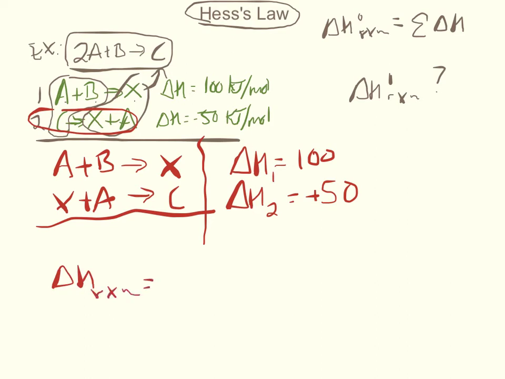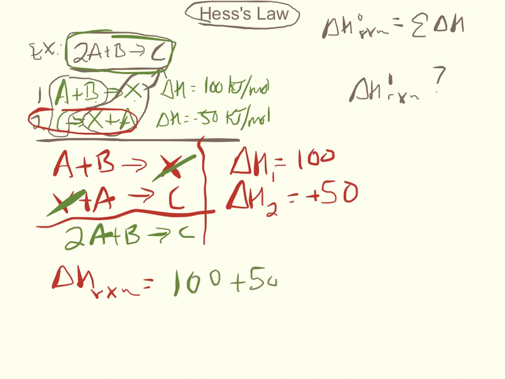So now if I want to figure out delta H of the reaction, let's check to make sure that these add together. Well, X is canceled because one is a reactant, one's a product, so I'm left with 2A's plus B produces C. Oh, yep, that's exactly what I wanted. So now I got to add the enthalpies as is. 100 plus 50, that gives me 150 kilojoules per mole.